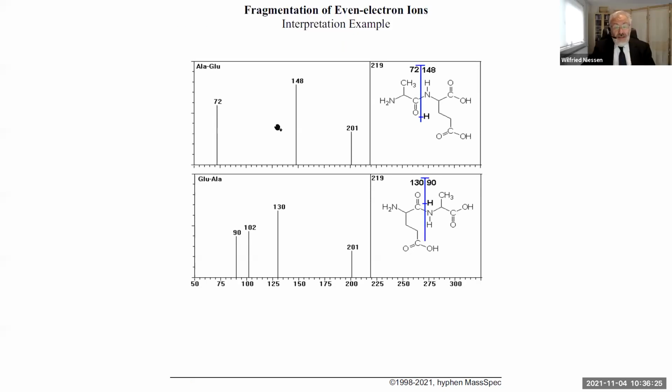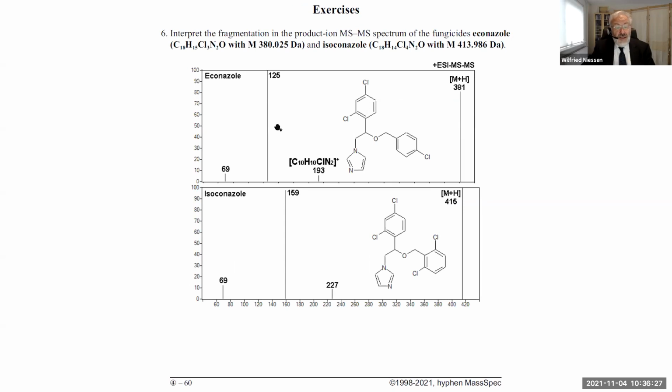Okay, then we can move to the last one, where I helped you a little bit by giving the elemental composition there. So is there anyone who wants to try?